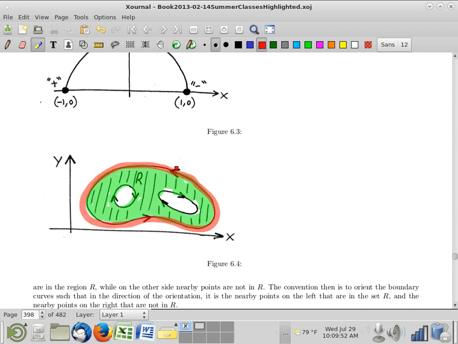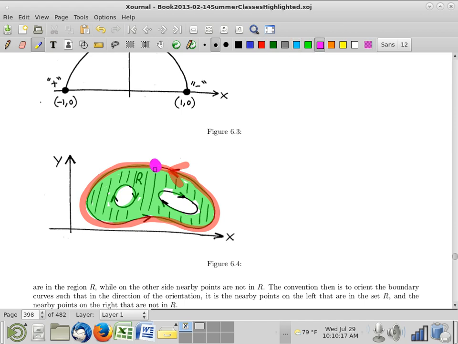Very often, and this is not 100% accurate, students will say, oh yeah, always orient boundary curves counterclockwise. And you can see here, the arrow that I've drawn here, counterclockwise. And it is counterclockwise for that outer curve. But counterclockwise is not a general rule that always applies. The general rule that always applies is this.